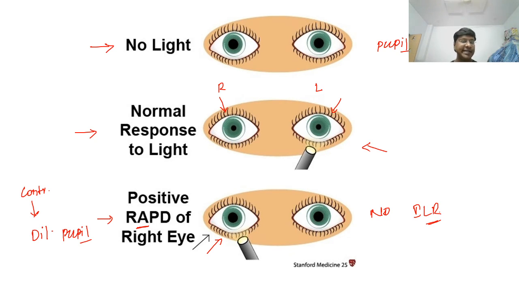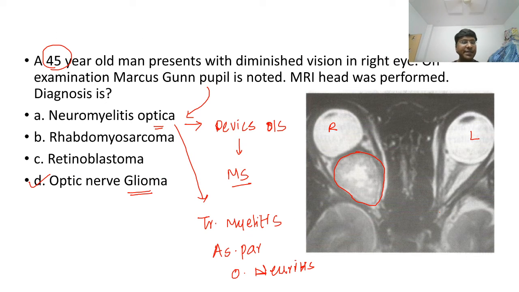I have explained what the indirect light reflex is. So in case of Marcus Gunn pupil, in the affected eye, if you show light, there will be minimal contraction initially, followed by dilatation of the pupil, and there is no consensual light reflex. So this is another point you should remember related to the Marcus Gunn pupil. And Marcus Gunn pupil in this scenario is because of the optic nerve glioma. The differential diagnosis for Marcus Gunn pupil is neuromyelitis optica, but this patient doesn't have ascending paralysis and optic neuritis. So that is the reason why neuromyelitis optica is ruled out.